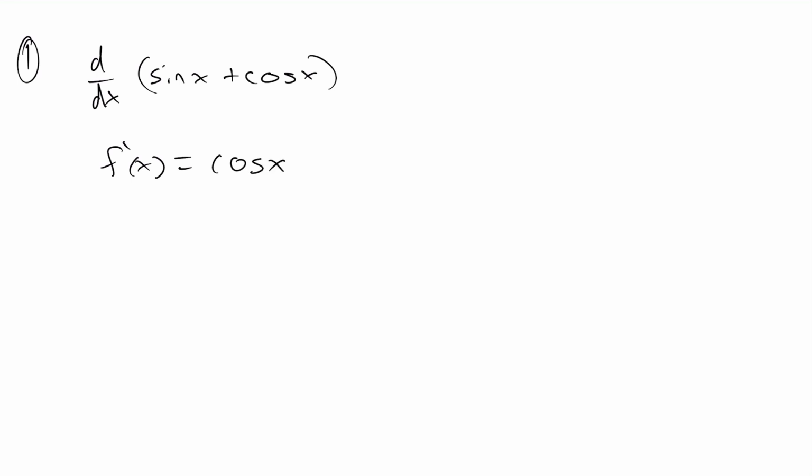So for the first problem, if I were to tell you to find the derivative of sine x plus cosine x, what would it be? Well, the derivative of sine x is equal to cosine x, and then the derivative of cosine x is equal to negative sine x. So it would be cosine x minus sine x.